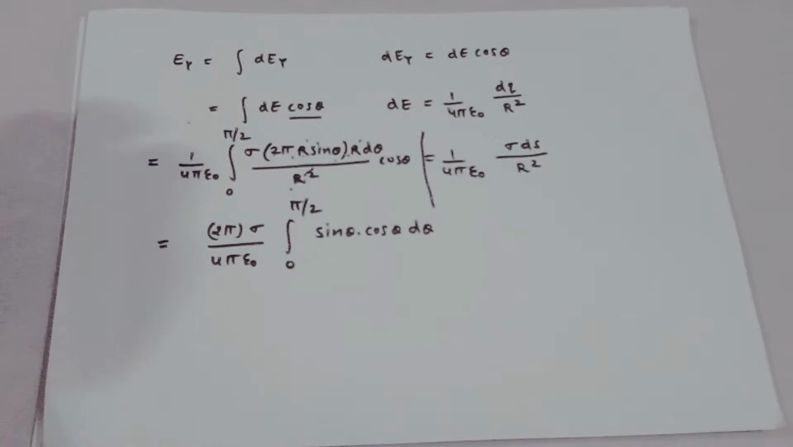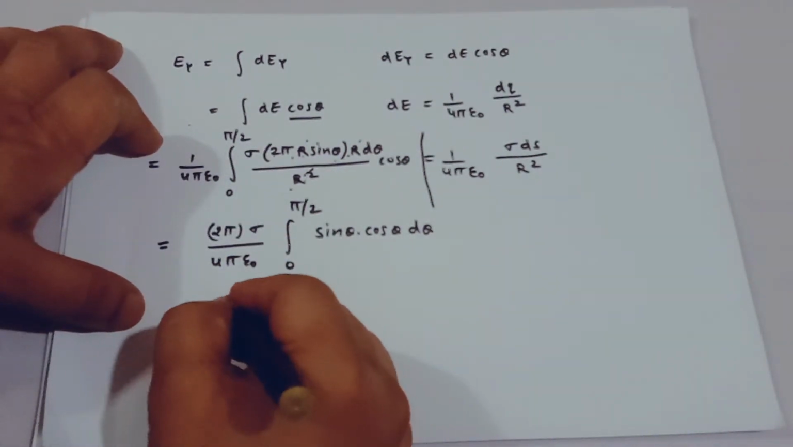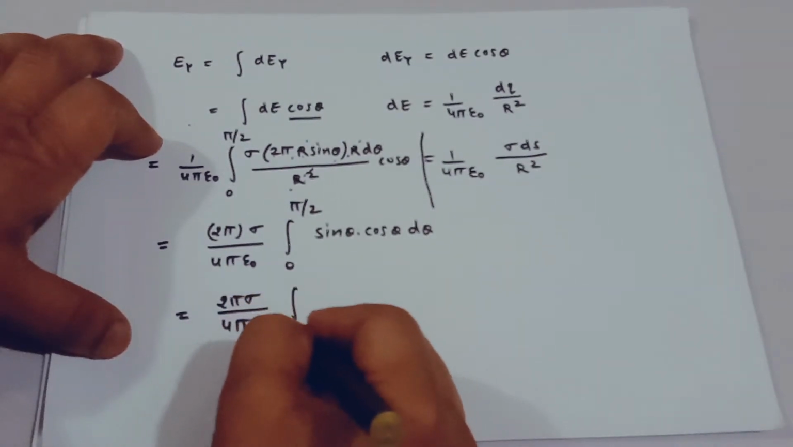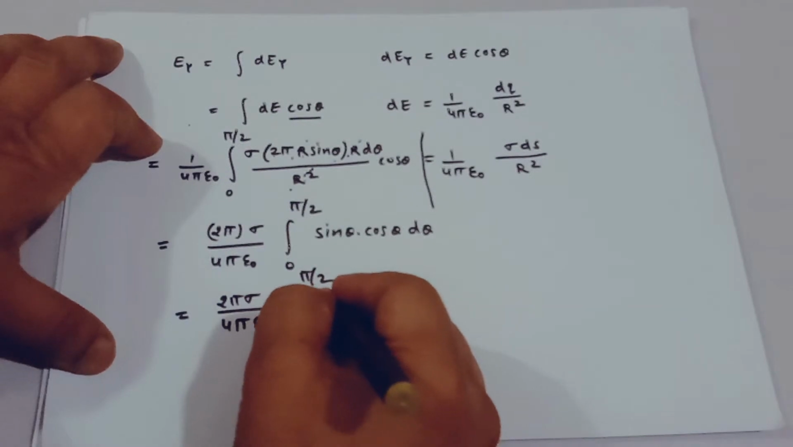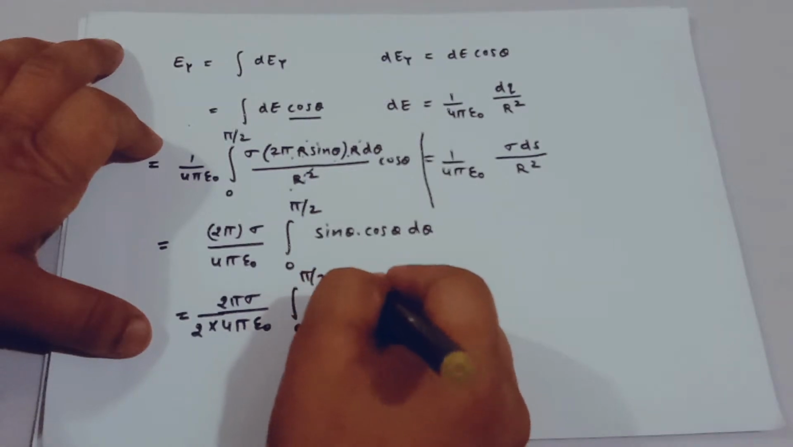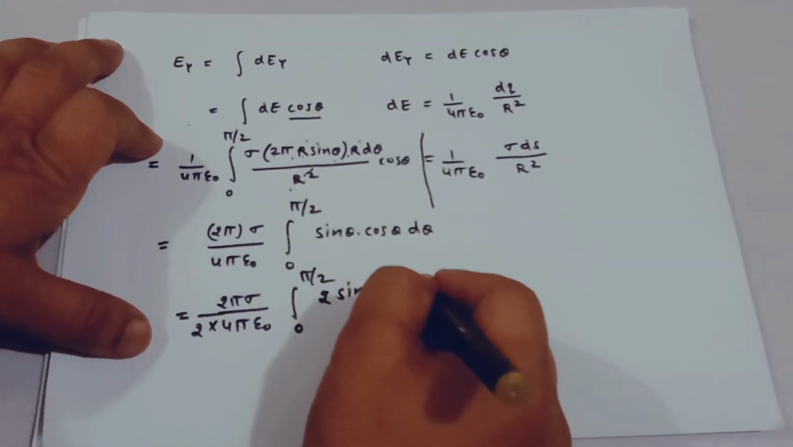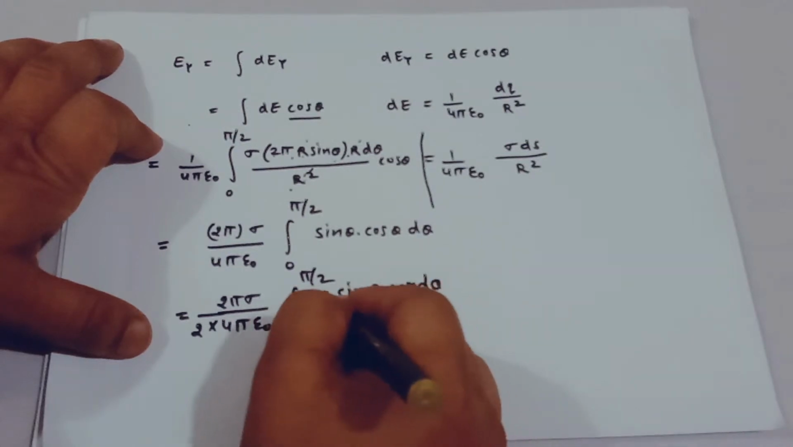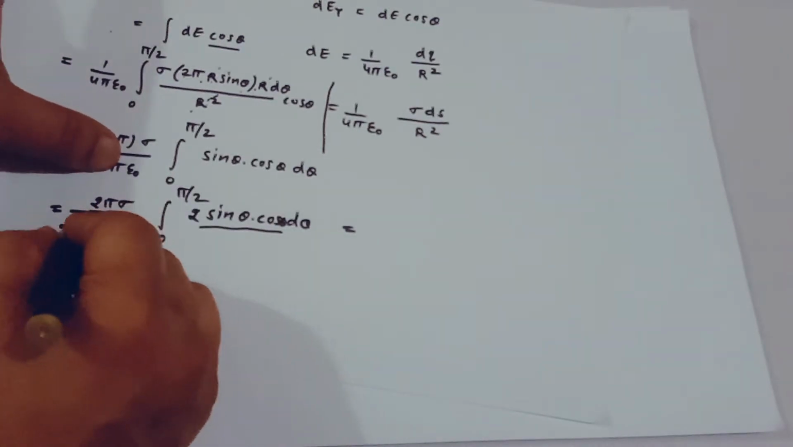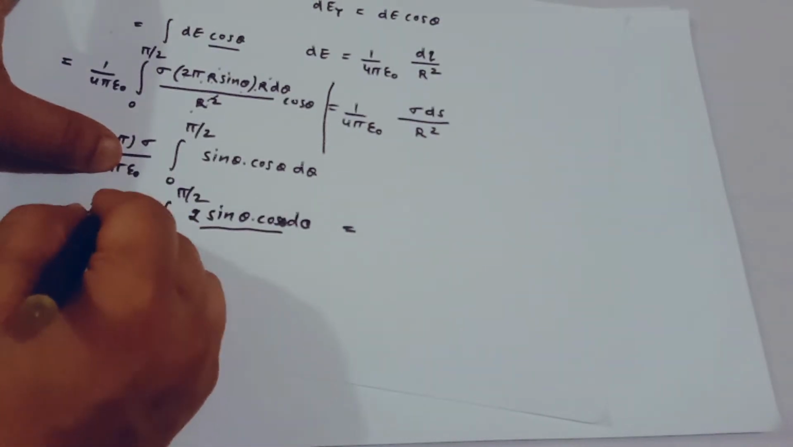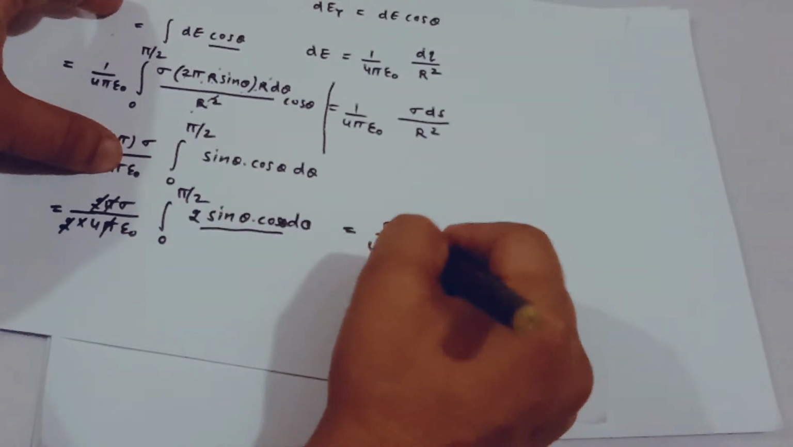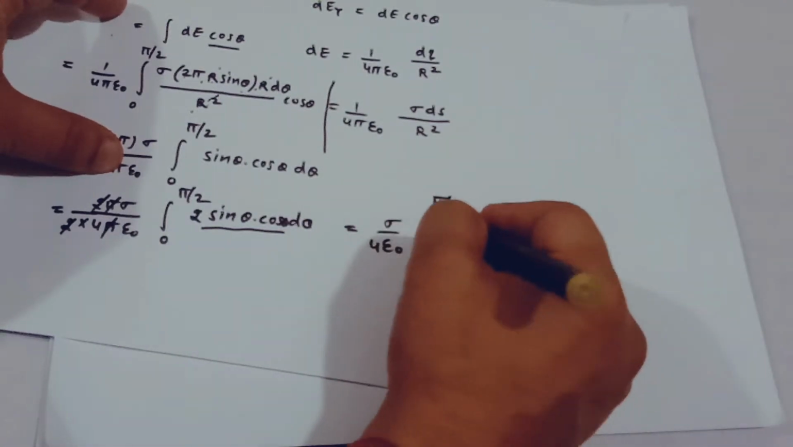So that can be written in this fashion: 2 pi sigma divided by 4 pi epsilon naught, integration from 0 to pi by 2, and I'm multiplying and dividing by 2 here, so that would be 2 sin theta into cos theta into d theta. That would basically be sin 2 theta. You can cancel some of these terms, so the 2 cancels out and pi will also cancel out, so that would be sigma upon 4 epsilon naught, from 0 to pi by 2, sin 2 theta.